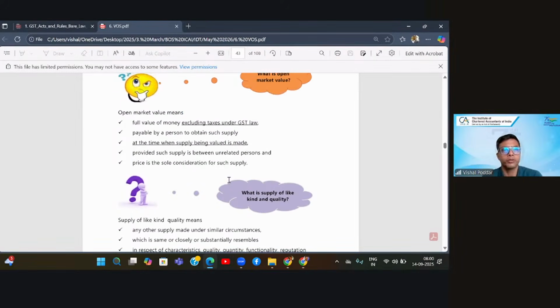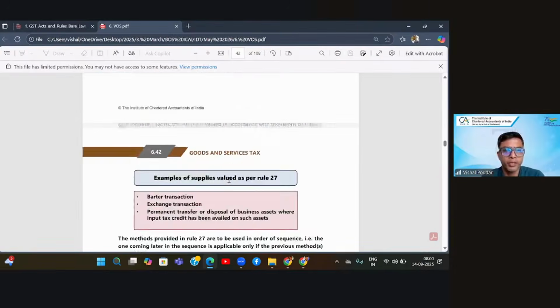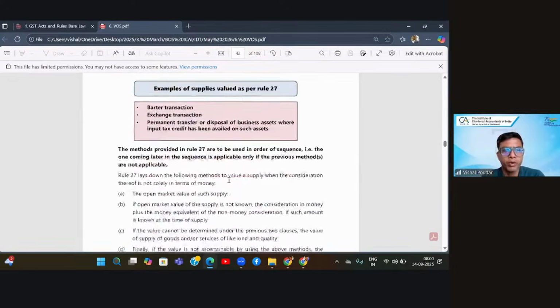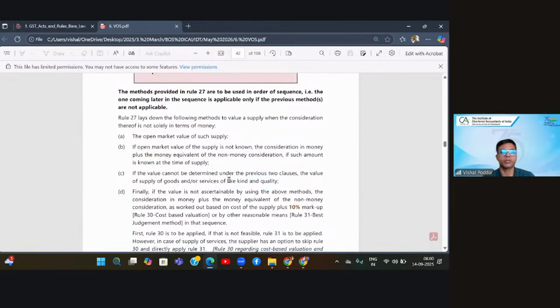Okay. So these are the two definitions. I'm not explaining any one of them. I want you all to now understand this rule. So the same rule is reproduced here. So what does rule 27 say?